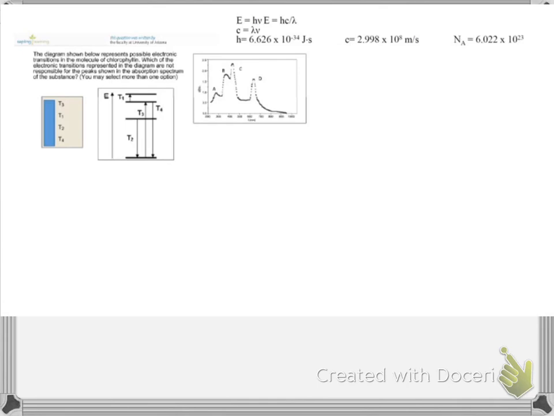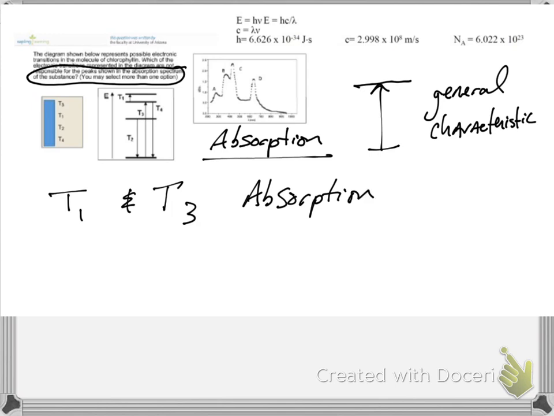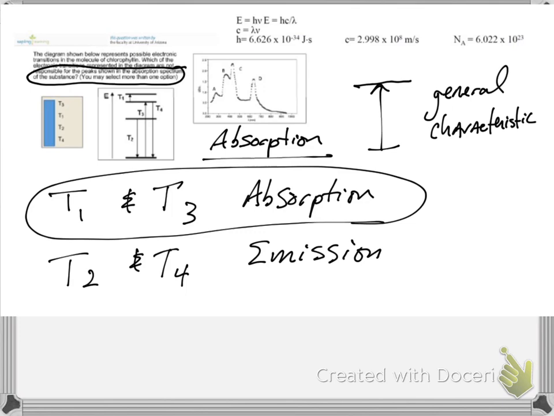Next, we want to relate the transitions that we see in the absorption spectrum to the energy diagram. So absorption, remember the general characteristic for absorption is that the arrows are pointing up. So T1 and T3 are absorption peaks. T2 and T4 are emission peaks. So we would select for this problem T1 and T3 as the possible transitions in the spectrum given to us.